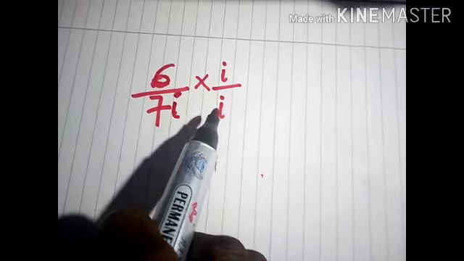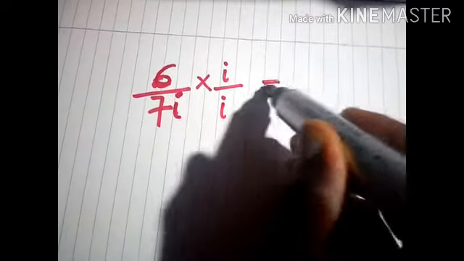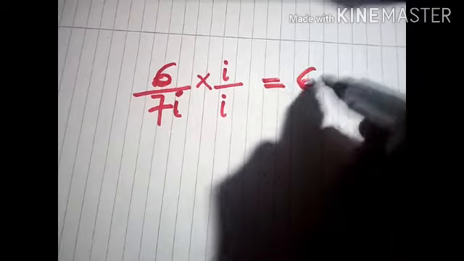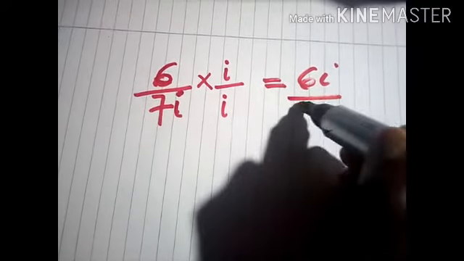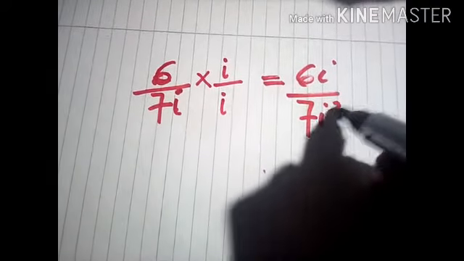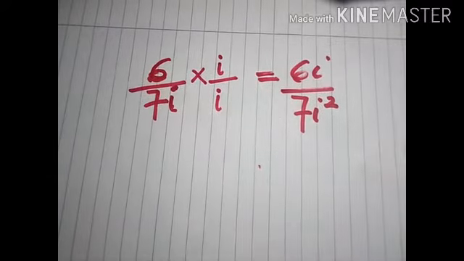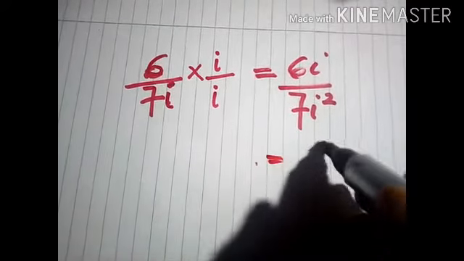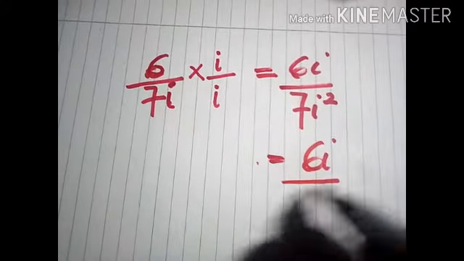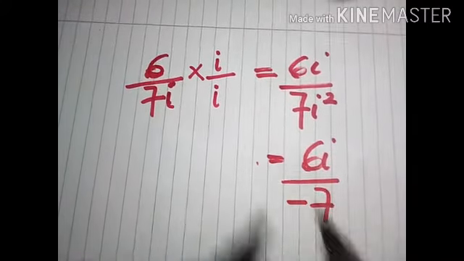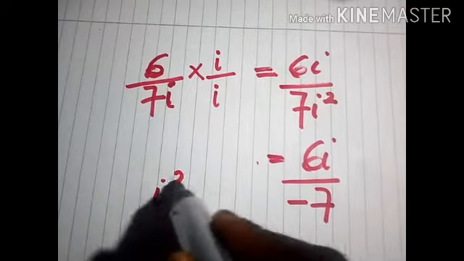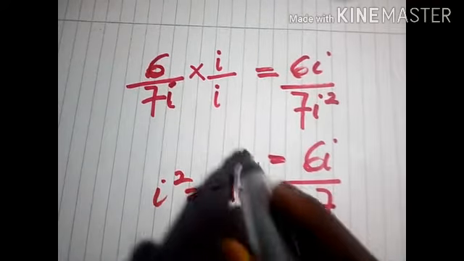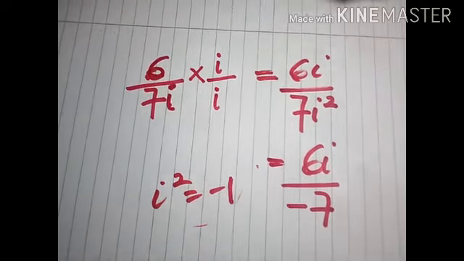So this is going to be equal to 6i over 7i squared. So the final answer is going to be 6i over negative 7, since i squared is equal to negative 1, as I explained earlier in my previous video.